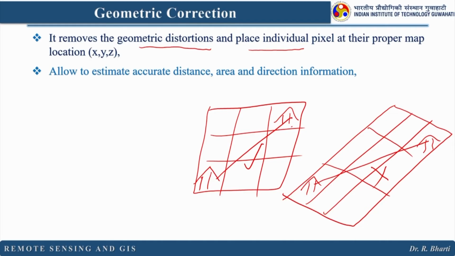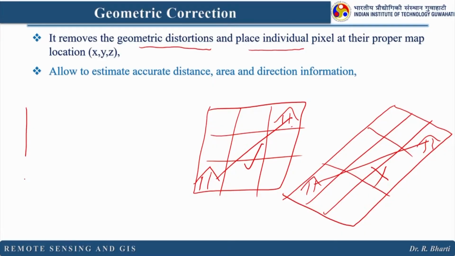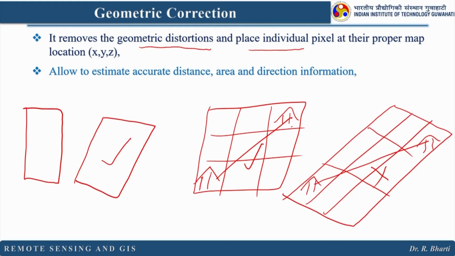then only you can truly accurately estimate the distance, area and direction information, right. Because normally when we capture the images from satellite, what happens, it may appear as a normal photograph, but once you do the geometric correction, you place the individual pixel in their own location, then in that case let us say this is the image captured by your satellite. So, without geometric correction this may appear as a normal image, but once you correct it geometrically, then it may appear like this, and this is the actual orientation of this area in that particular location.